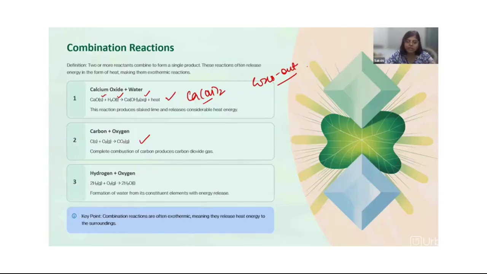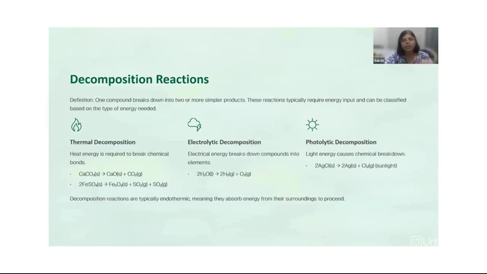So combination reactions are often exothermic. We cannot say that all combination reactions are exothermic, but often, and they release heat energy into the surroundings, right? So this is combination reaction. Two reactants combine together to form a single product. Moving on to the next, that is decomposition reaction.